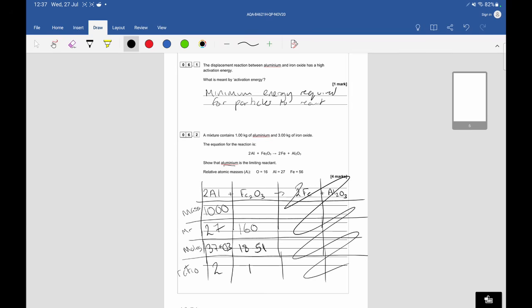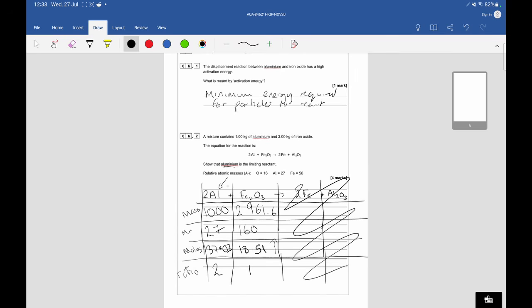The interesting thing about using this table is that when we come down the table, we can divide. When you go back up the table this way, we multiply those two things together to work out how much iron oxide that should react with. So we do 18.51 multiplied by 160, and that should react with 2,961.6 grams. Now we've got 3 kilograms, so 3,000 grams, so we have too much iron oxide. We don't have enough aluminium to react with all the iron oxide that we have, which means aluminium is going to run out first. So aluminium is our limiting reactant.